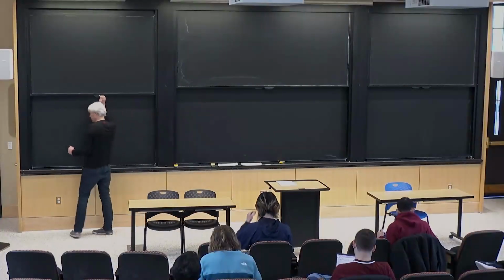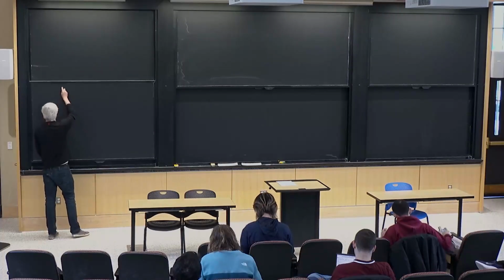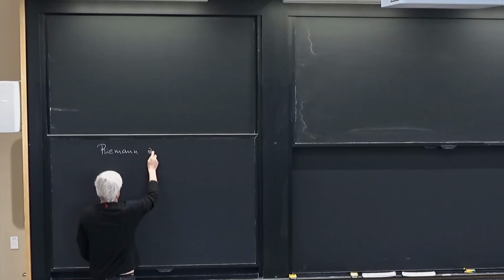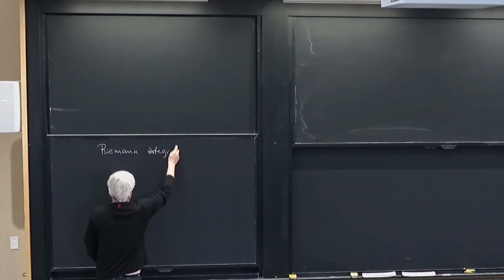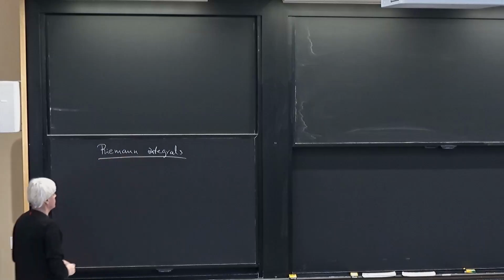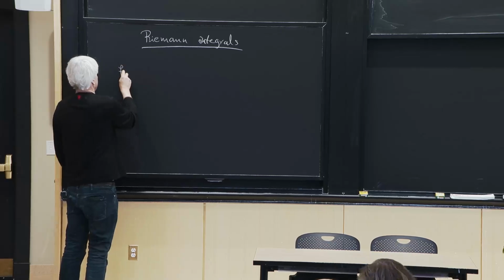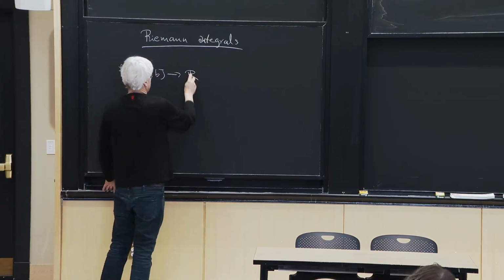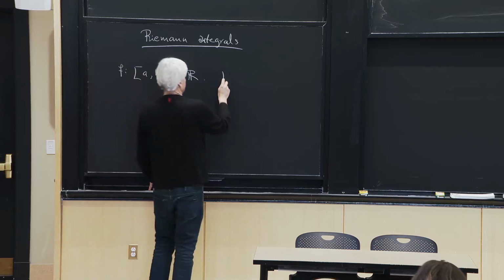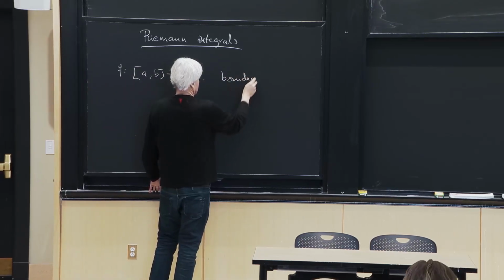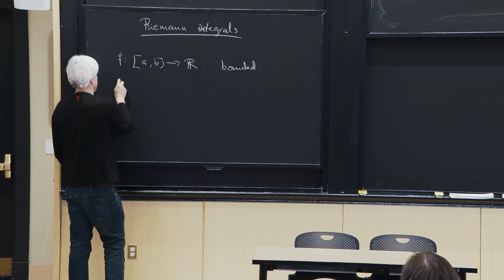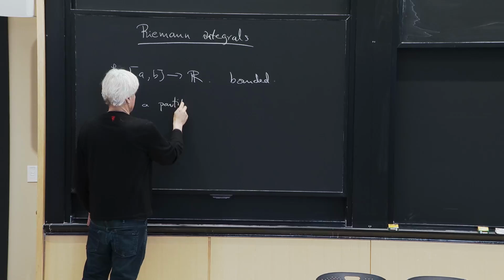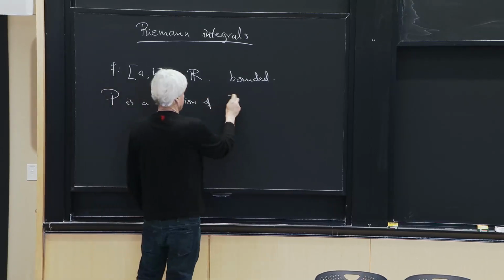Last time we started looking at what's called the Riemann integral. For the Riemann integral, we have a function f that is defined on some interval from a to b into R, and this function is bounded. And then we have P, which is a partition of this interval.